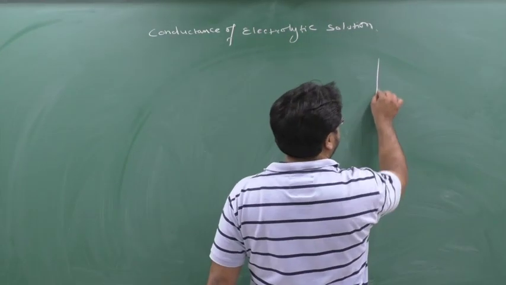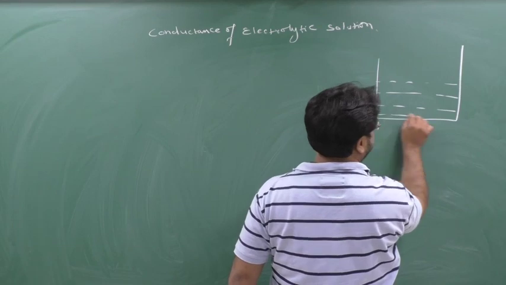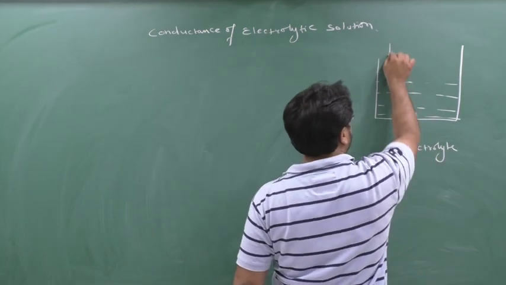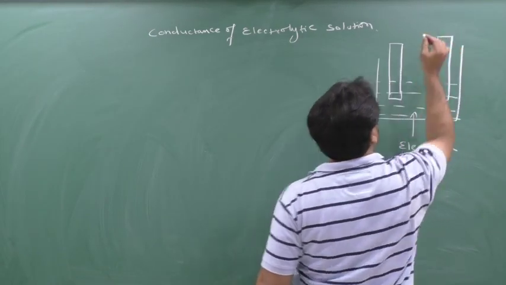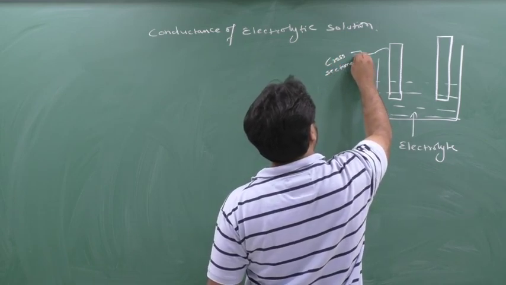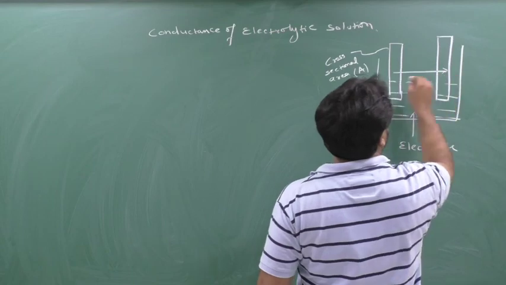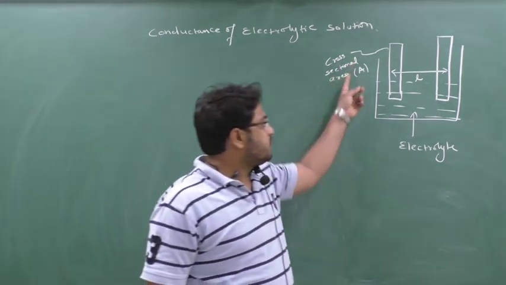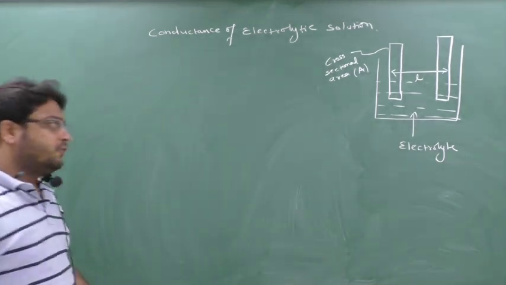So first, consider there is one beaker in which we have electrolyte, and I have two electrodes of cross sectional area A, and the distance between them is L. We have to consider this electrolyte because we are going to understand the conductance of the electrolyte. Now see, what do you mean by electrolyte?